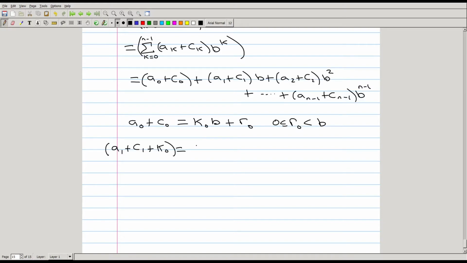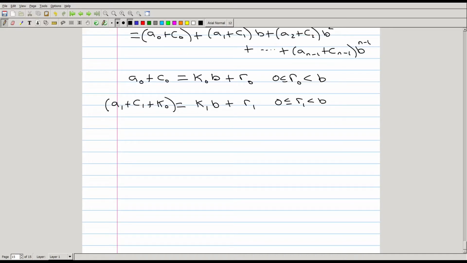to obtain some k1 times b plus r1, where r1 will be guaranteed to be less than b. So r1, the remainder in this division, is going to be the true first component of this number. The 0th component is going to be r naught. And this process is going to continue.